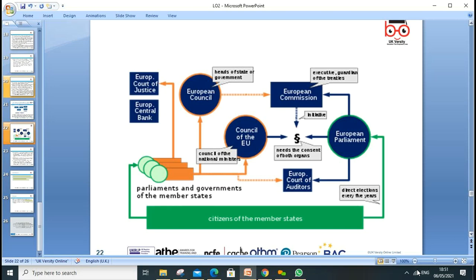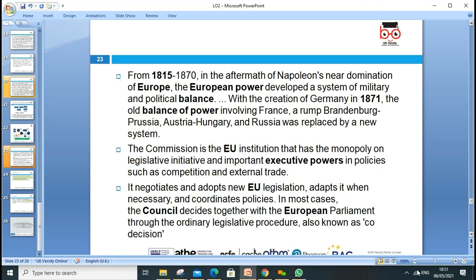That's the key. And when we look at the European Court, Council and European Commission, we have the European Court of Justice and the European Central Bank. These are all institutions of the member states, and they have the powers, and they develop all the laws that are required to promote a harmonized system within the EU.